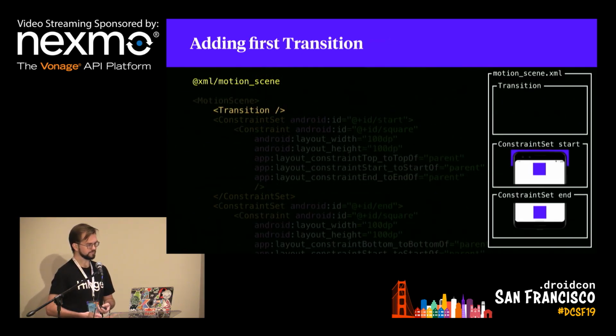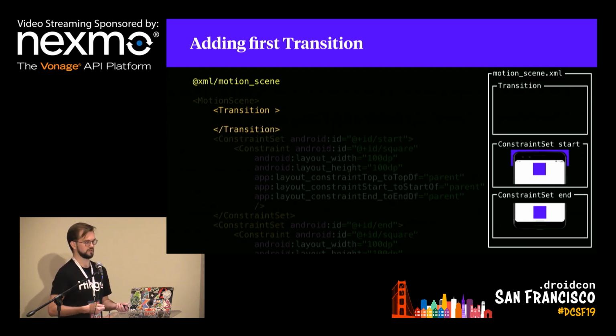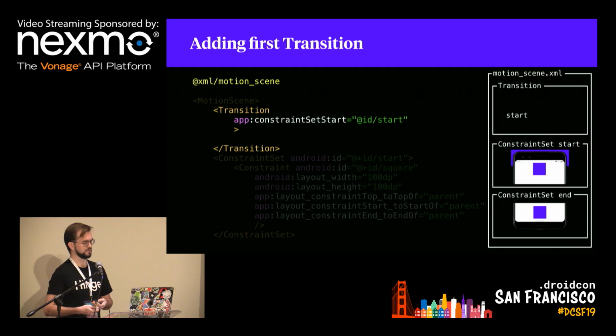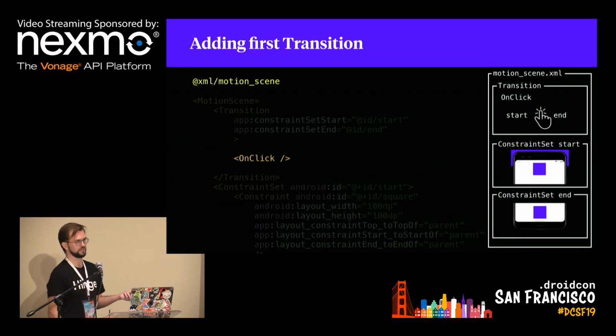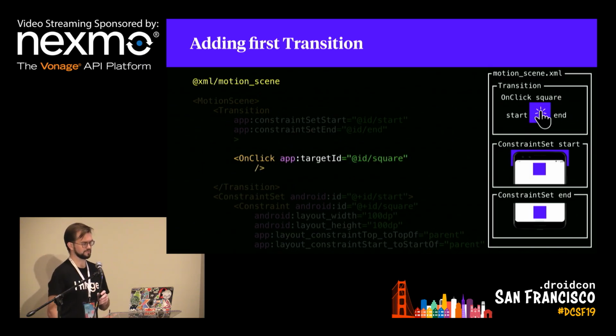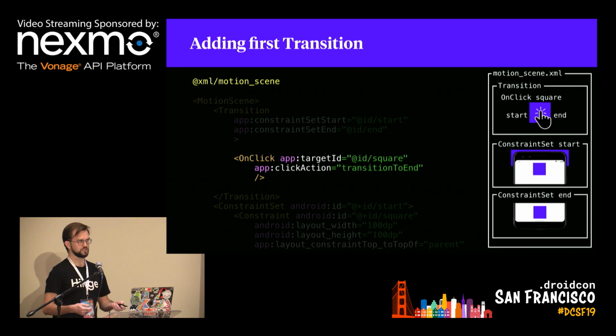So I'm going to create a transition to describe how to move from one constraint set to the other. And I'm going to have the constraint set start point at the start constraint and the end point at the end. And I'm going to throw in an onClick gesture. There are two. I'm going to get to the other one later. But for right now, we're going to start with onClick. And I'm going to specify that the target ID for this onClick gesture is going to be the square. So you actually need to tap the square itself in order for the animation to run. The click action that we're going to start with is transitionToEnd.